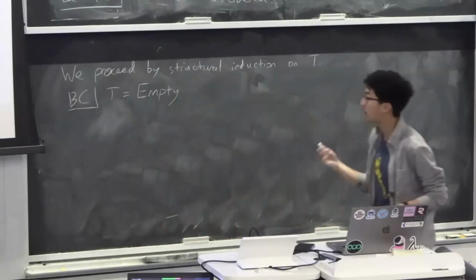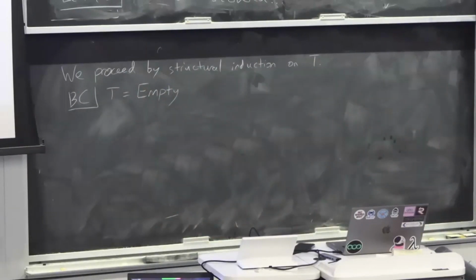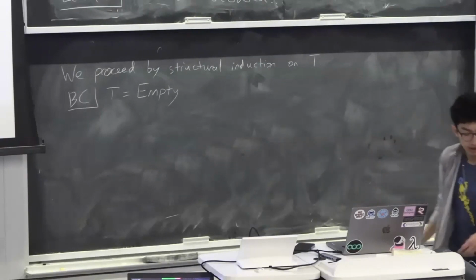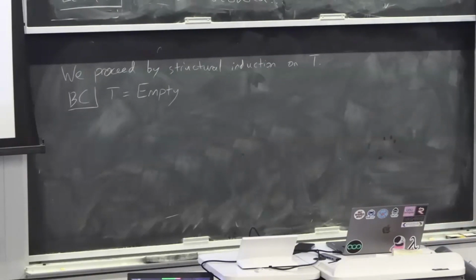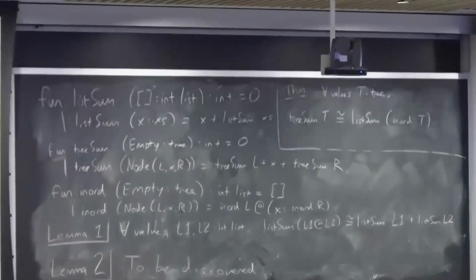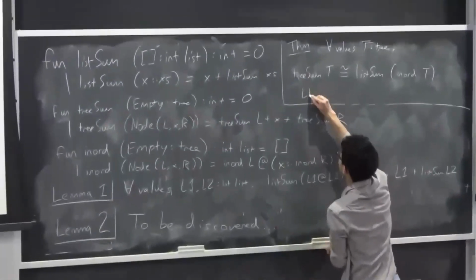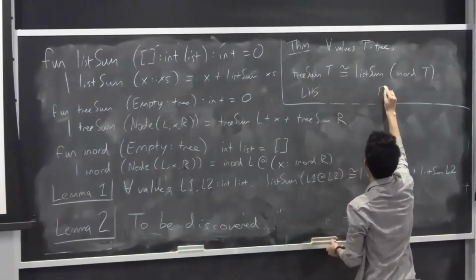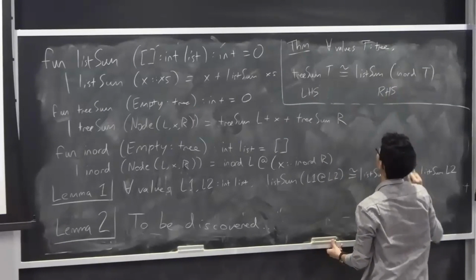Our technique for how we're going to do these proofs is we're going to try and start at the left-hand side. When I say left-hand side, I mean in an equivalence proof, I have a left-hand side here, which is tree sum of T and list sum of inord T. In fact, let me write that down explicitly. This is my LHS and this is my RHS, left-hand side and right-hand side.